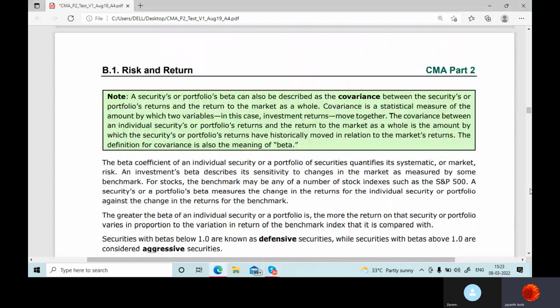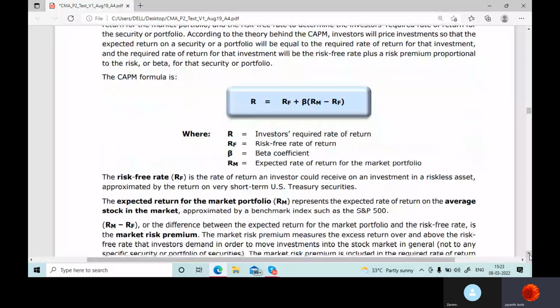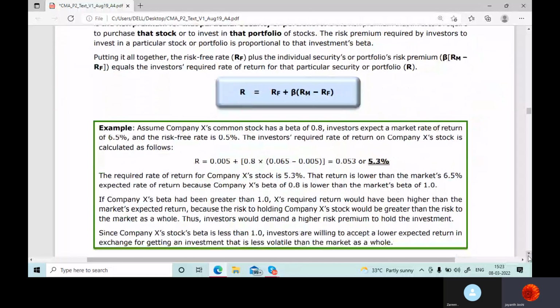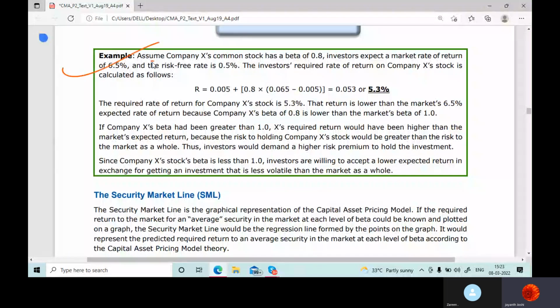I've already explained about beta also. So this is the formula for CAPM. I've given a very good explanation regarding this. Please do this question. I'm waiting.